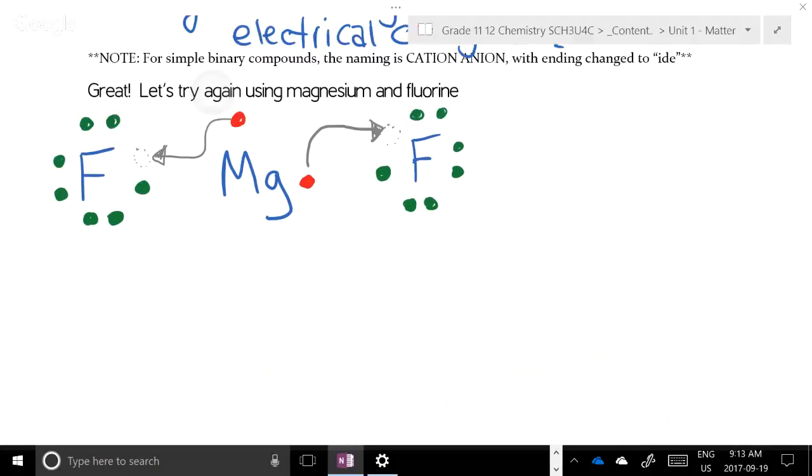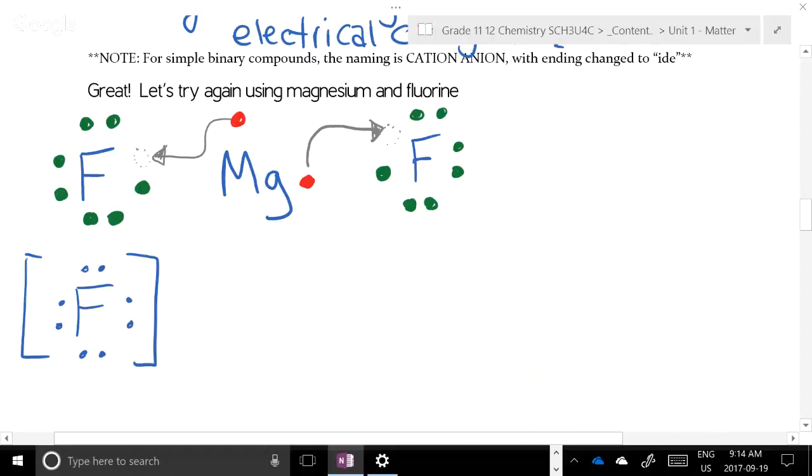So how would I draw this below? What are the final Lewis structures going to be for these things? Let's start with this fluorine over here. What's it going to look like? How am I going to draw this? What do we think? Okay. Great. Yeah, in square brackets. And what do I need to make sure I put on it? Yeah, it has a -1 charge.